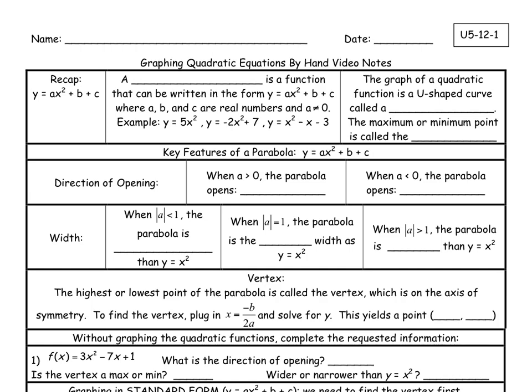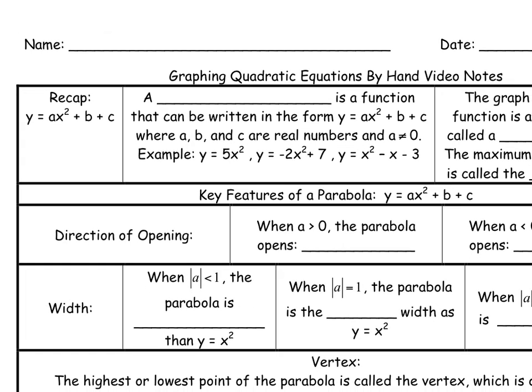Okay, first we're going to review just some vocabulary that we've gone through on this unit so far. And the first one is what this is called, this right here. This is called a quadratic function. And what makes it quadratic is the fact that this polynomial, the highest degree is a 2. That makes it a quadratic function.